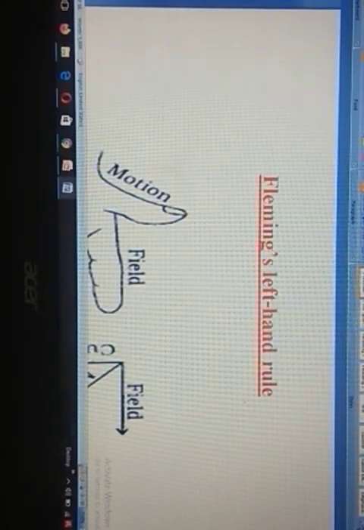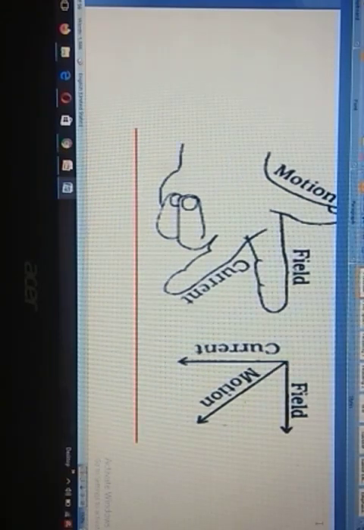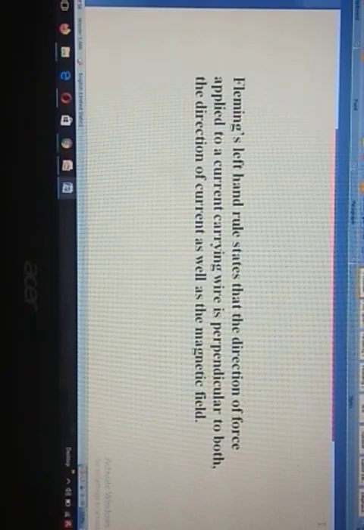The third one is Fleming's left hand rule. This rule is shown by the left hand. As shown already, the thumb shows the motion, the forefinger shows the magnetic field, whereas the middle finger shows the current flowing in the conducting wire. Fleming's left hand rule states that the direction of force applied on a current carrying wire is always perpendicular to both the direction of current and the magnetic field.